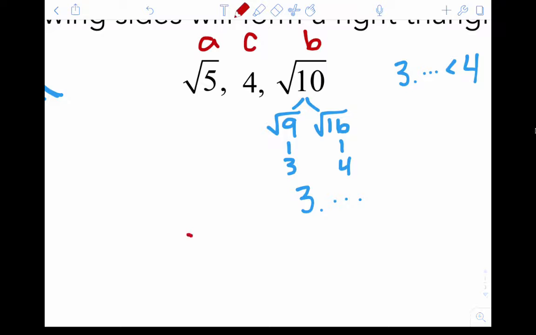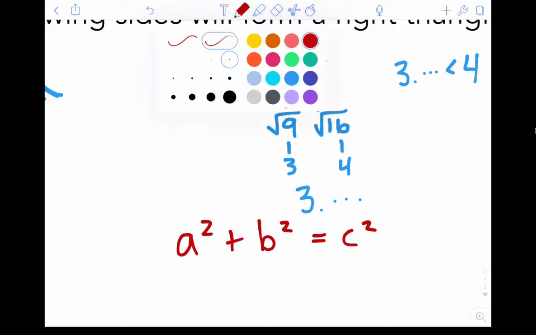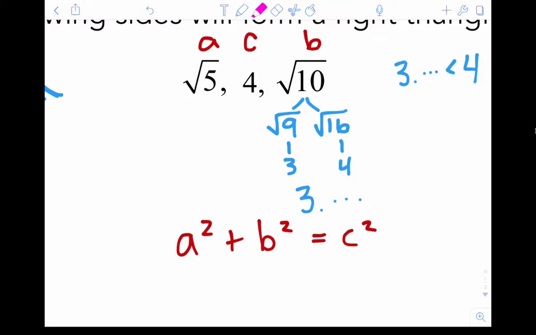So now I'm going to write out my Pythagorean theorem: A squared plus B squared equals C squared. And I'm going to start substituting my values in. So A is square root of 5. I'm going to put that in parentheses so I know that whole thing is my A value, and I'm going to square it.